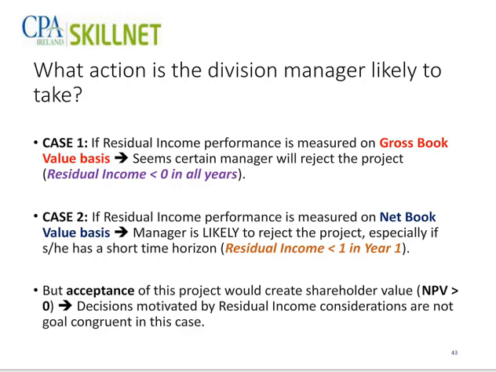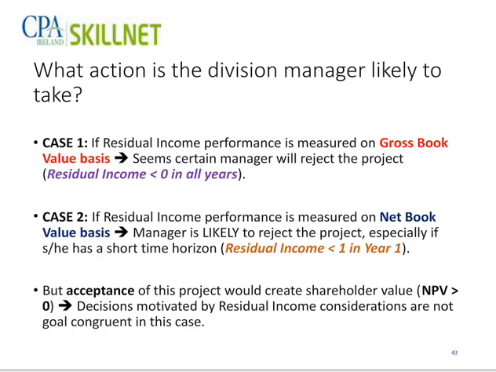Well, how will the manager react if that residual income performance measure is used? Let's consider a number of possibilities. In the first case, suppose that residual income is measured on the basis of gross book value. In that case, it seems certain that the manager will reject the project, because as we saw, on that basis, residual income is going to be negative in all 3 years.